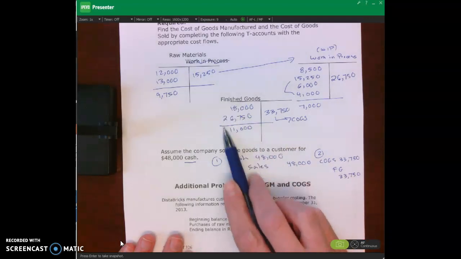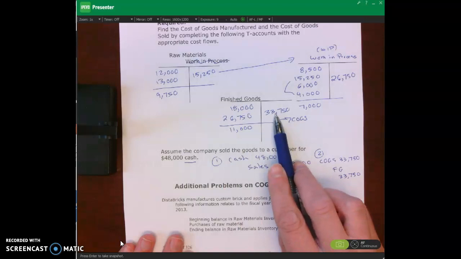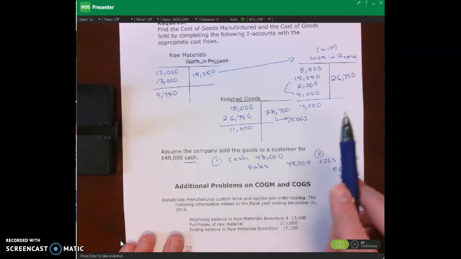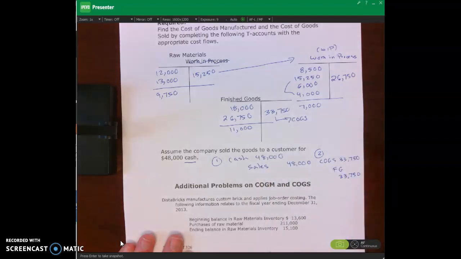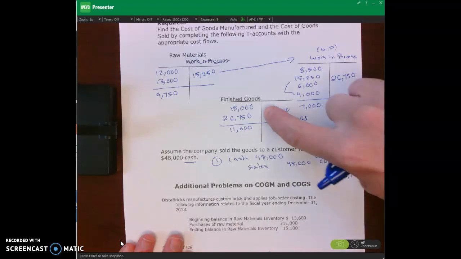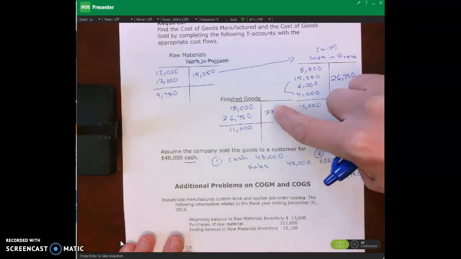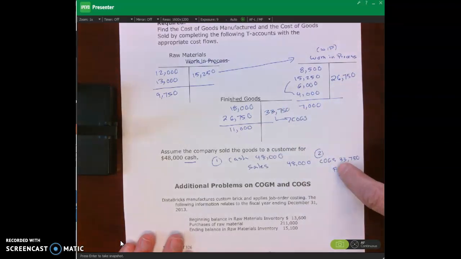So finished goods is an asset account. So the way to recognize that an asset is decreasing is with a credit. So that's why we credit finished goods for $33,750. This journal entry moves the cost of those goods that we sold from finished goods to cost of goods sold. And by doing so, it moves it from the balance sheet, that's where finished goods is, to the income statement, that's where cost of goods sold is.